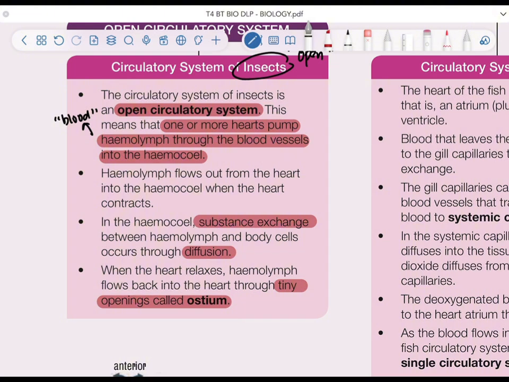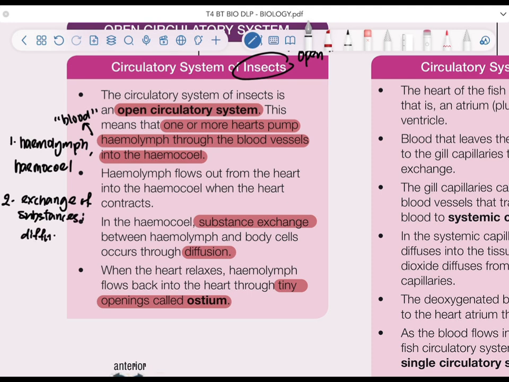I just need you to remember several things. For the circulatory system of insects, the first thing is that they have hemolymph. This is the short note that you can make: hemolymph and hemocoel. And then the second thing is you need to know the exchange of substances occurs by diffusion.